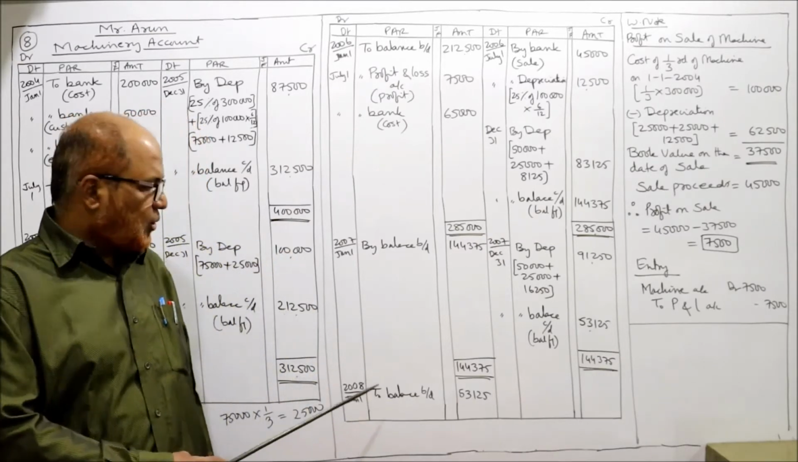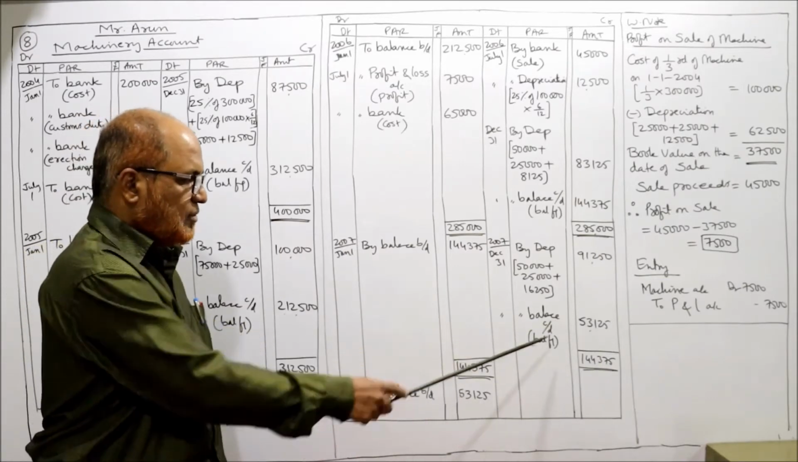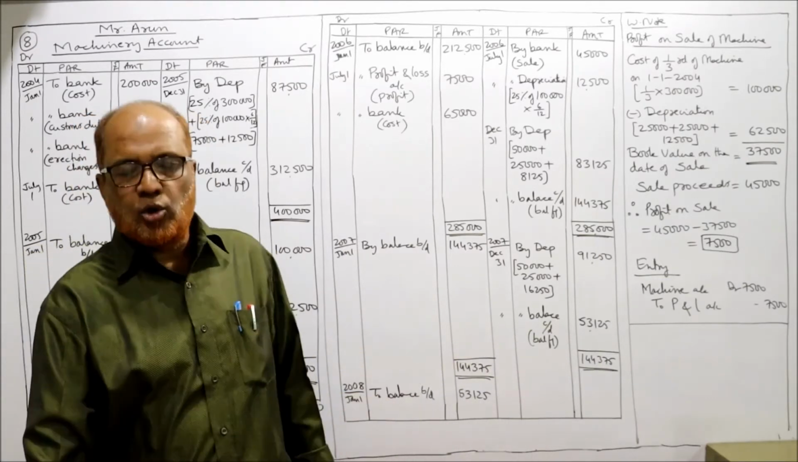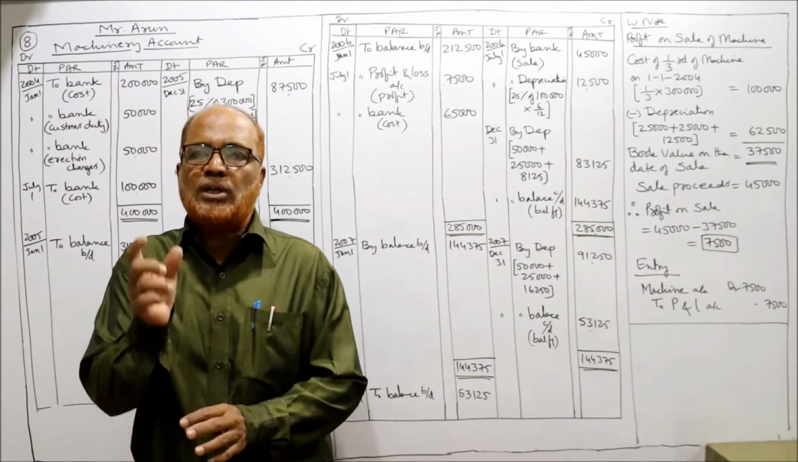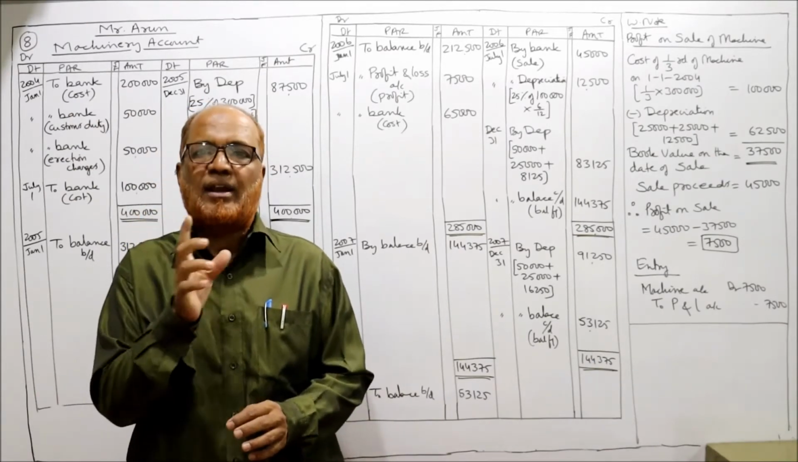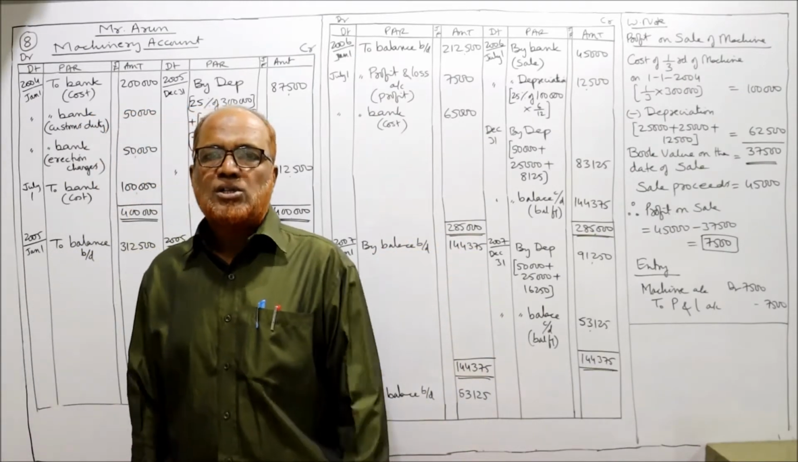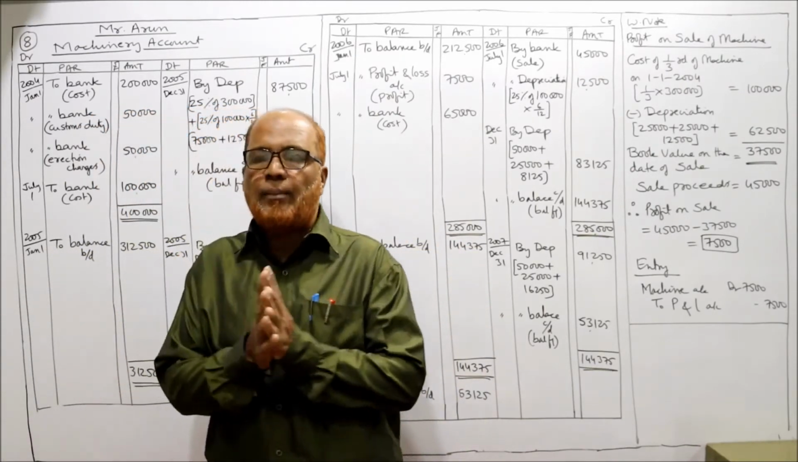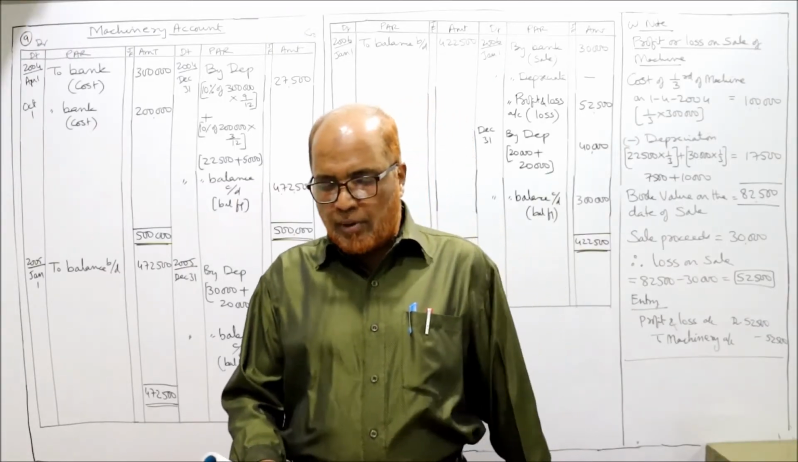Now we'll come to the next year, 2008. 2008 January 1st, balance brought down 53,125. It is asking you to prepare the machinery account from 1st January 2004 to 31st December 2007. So we have completed up to 31st December 2007. That's it. So this is the end of problem number 8. Now we'll start the next problem, problem number 9.